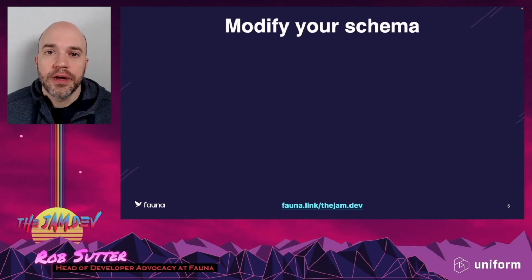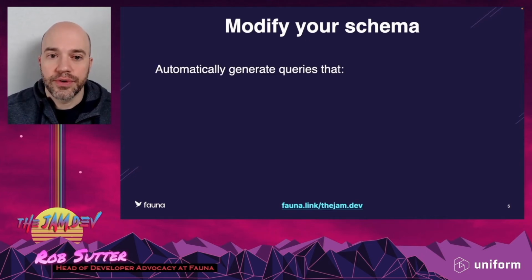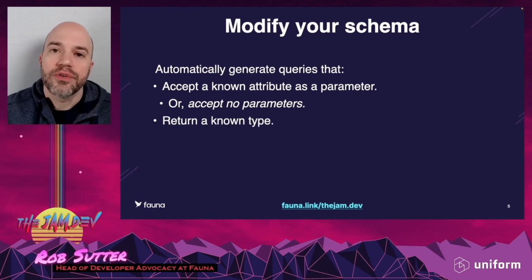The next step is to modify your schema to add some common data access patterns that you'll need for your application. Fauna can automatically generate queries for you when you provide query signatures that accept known attributes as a parameter, including no parameters at all, and return a known type.